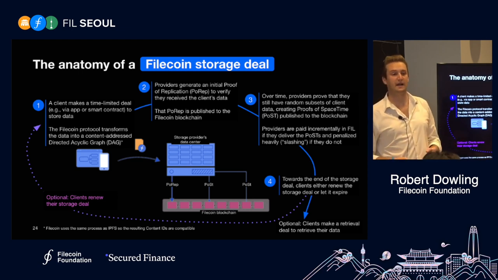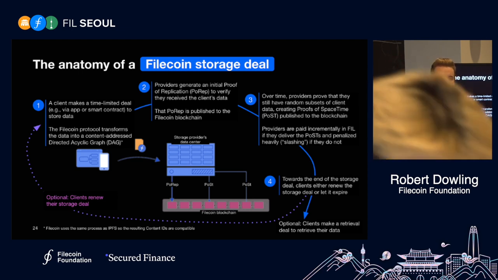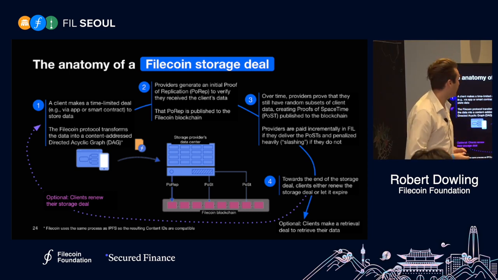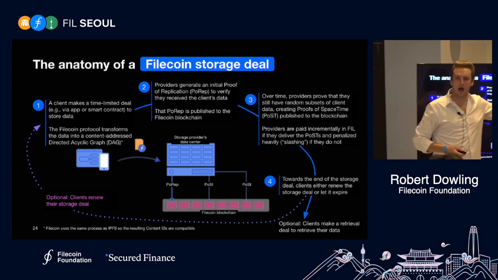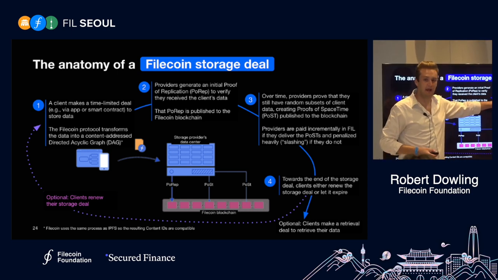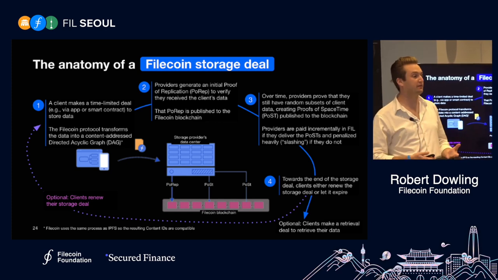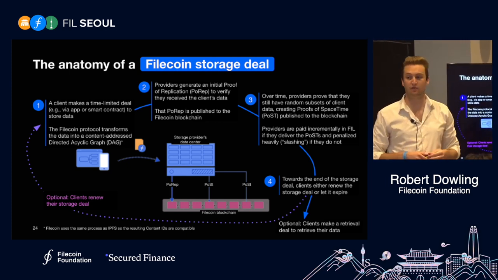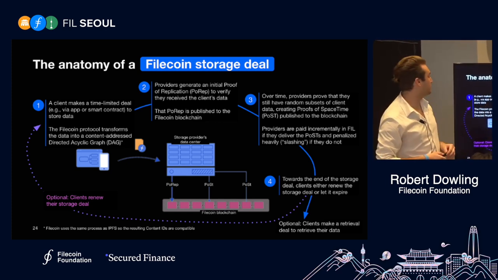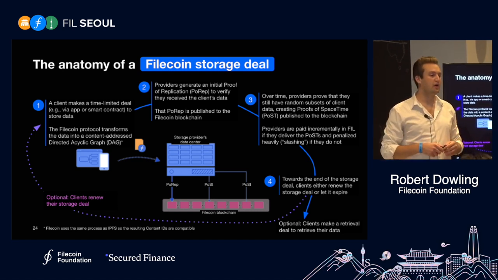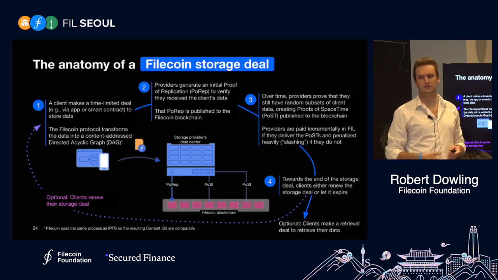So this proof of space time is another cryptographic proof that the storage provider presents to the client saying, hey, I have your data in the literal memory space in my data center at this period of time. You can continue to pay me Filecoin. If the storage provider fails to provide this proof of space time, they suffer from something called slashing.